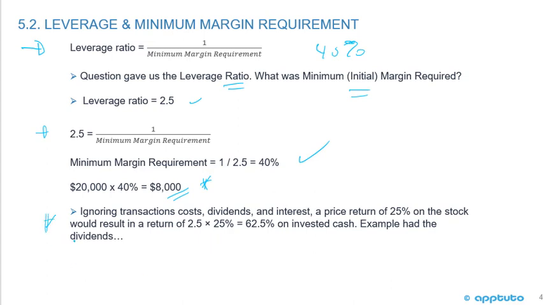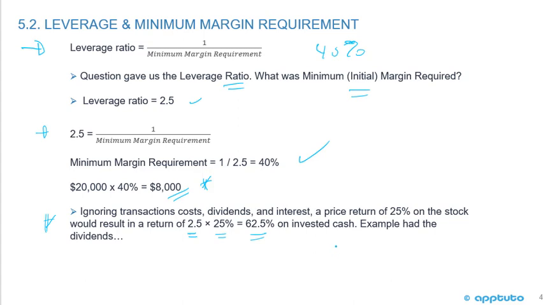So down here it's saying, ignoring transaction costs, dividends, and interest, a price return of 25% on the stock resulted in a leveraged return of 2.5 times 25%, equals 62.5% on invested cash. So the example had the dividends, etc.